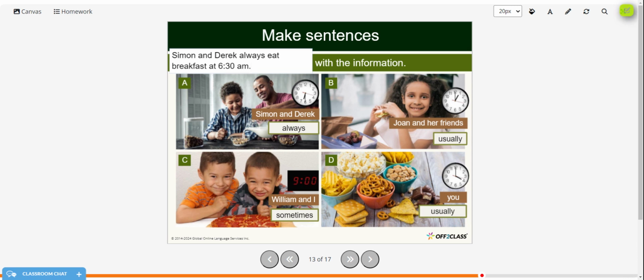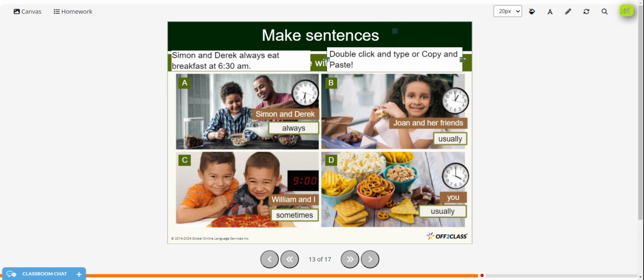All right, now try the same thing with the other pictures and the words and information that you're given, and then restart when you're ready to check your answers. Okay, so for picture B, we would say Joan and her friends usually eat lunch at 1 p.m.